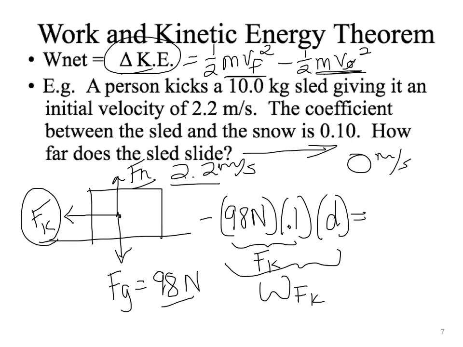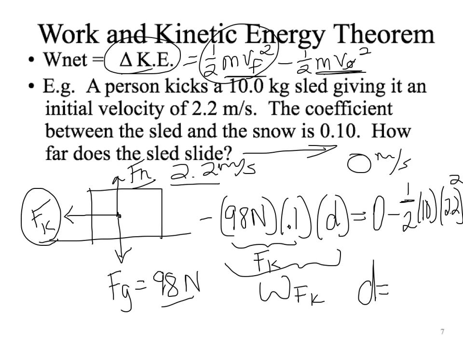All right, we're going to set that equal to the change in kinetic energy. Well, the final velocity is 0, so the kinetic energy will be 0. If I do 1/2 times the mass times 0 squared, it's 0. I'm going to subtract the kinetic energy it initially had, which was 2.2 meters per second, squared, times 10 times 1/2.